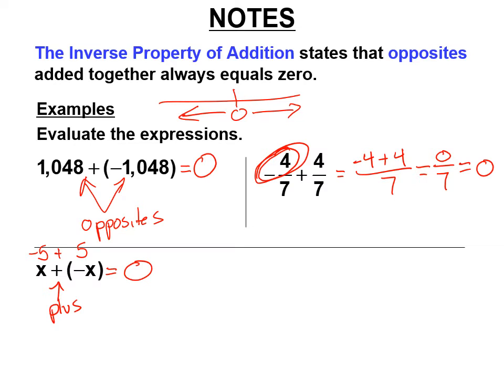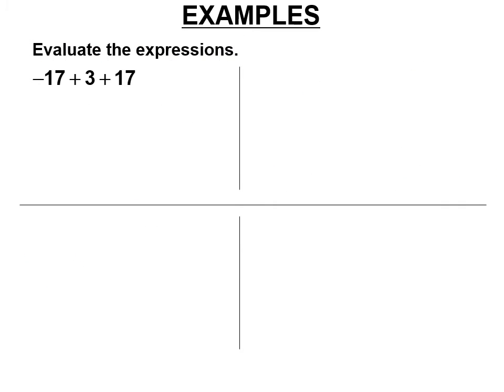What property says so? The inverse property of addition. You add opposites, you get 0. All right, so if you understand the inverse property, this is easy. So negative 17 plus 17, those are opposites, so they must add up to 0. So then it's 0 plus 3 is 3.